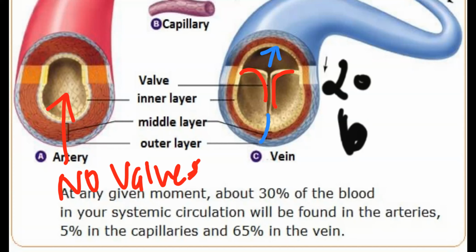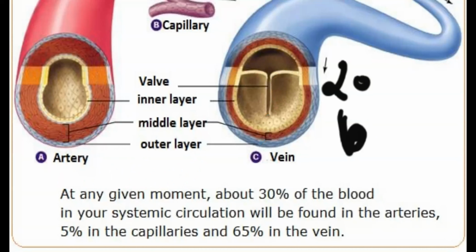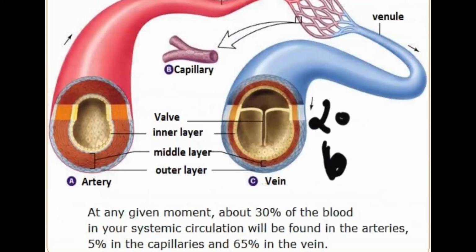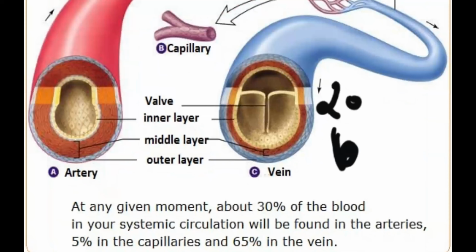On the other hand, veins, their tunica media is thin, so overall thin walls. They do have valves and their lumen is larger. In fact, because of the larger lumen at any point of time, veins carry more amount of blood than that of arteries. Look at this profile. 30% blood in arteries, 5% in capillaries, and maximum amount 65% in veins at any point of time in the circulation.